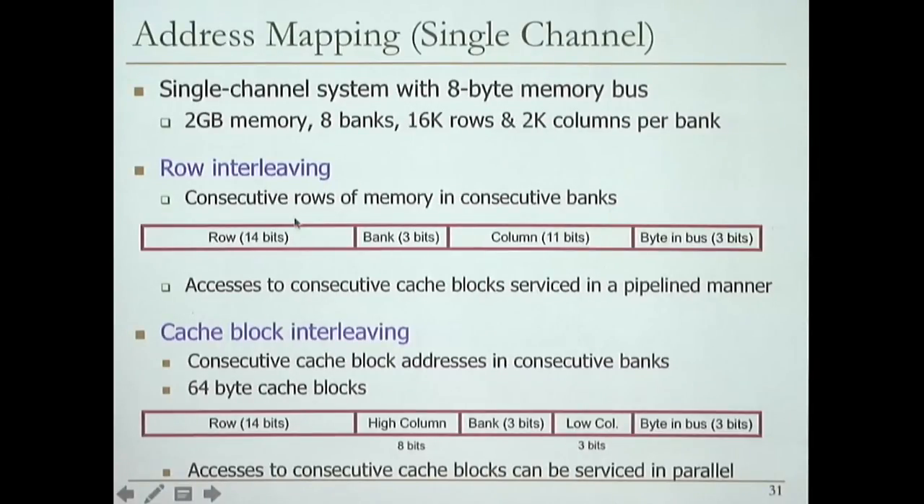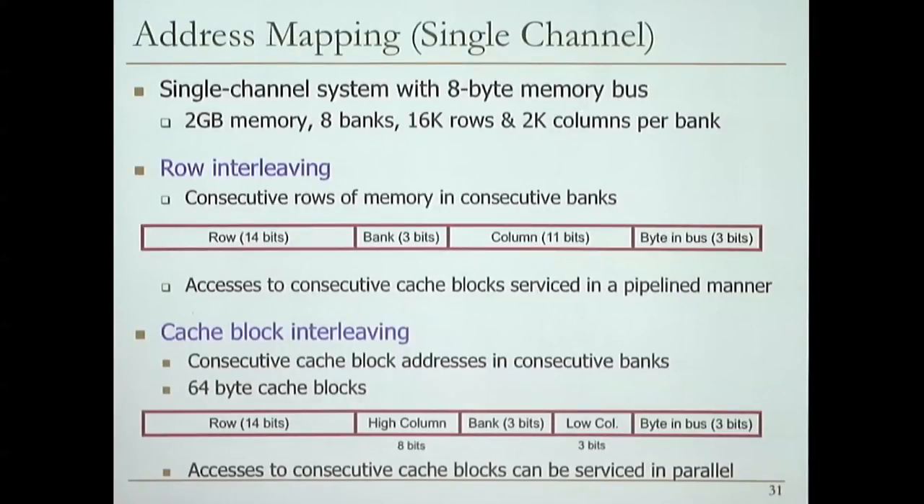And these are 2 commonly used ways of interleaving data across banks. Assume that we have a single channel here at the moment. And once we have a channel, then we have the question of where to place the data, which channel to place the data. But let's take a look at the question of which bank to place the data. So one common way of doing it is using row interleaving. In this case, the consecutive rows of memory are in consecutive banks.